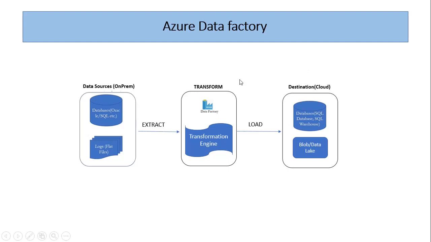So which is this layer? Transformation. If you see, the data sources are on-prem. Data sources can be Oracle, SQL, log files. Then we are extracting data, and in the data factory we have a transformation engine, wherein we are doing cleansing of data, processing of data, removing extra or waste data, right? So all these things we are doing here.